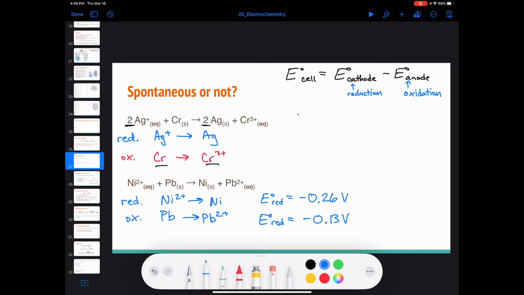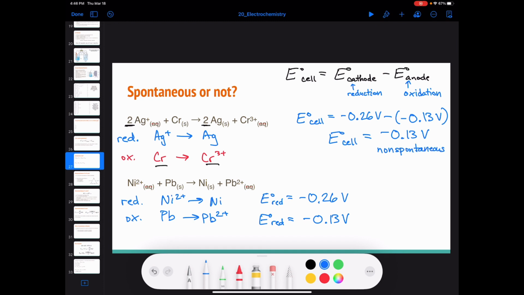So I know the E cell for this is going to be equal to my cathode, my reduction one, right? Negative 0.26 volts minus, in this case, a negative 0.13 volts. So E naught cell for this would be equal to negative 0.13 volts. It's a negative value, therefore this is non-spontaneous.